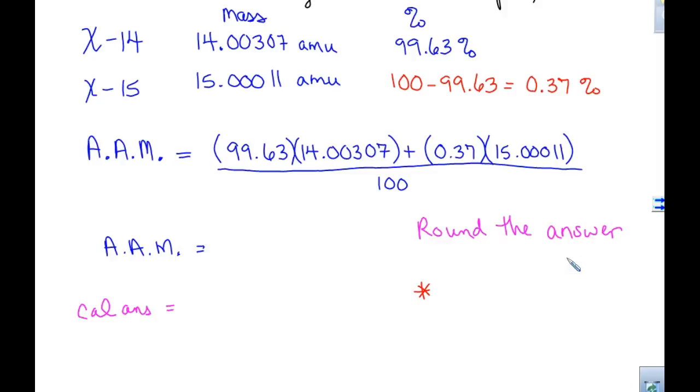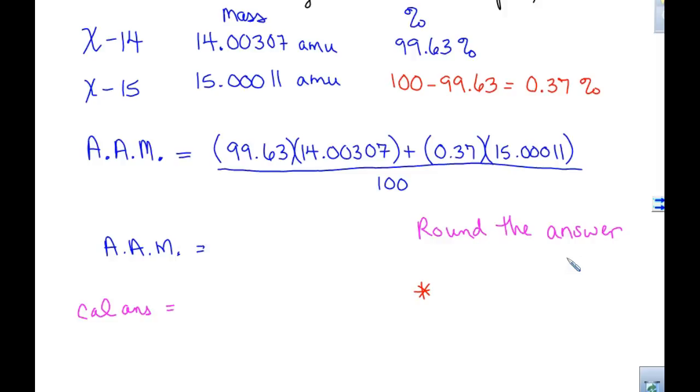So when I'm punching in to get the answer to this problem, I'm going to do open parentheses, 99.63 times 14.00307, close parentheses, plus, open new parentheses, 0.37 times 15.00011, close the second set of parentheses, and then hit your enter or solve or whatever the button is. So you should have 1400.675905 in your calculator. Now, divide that by 100.